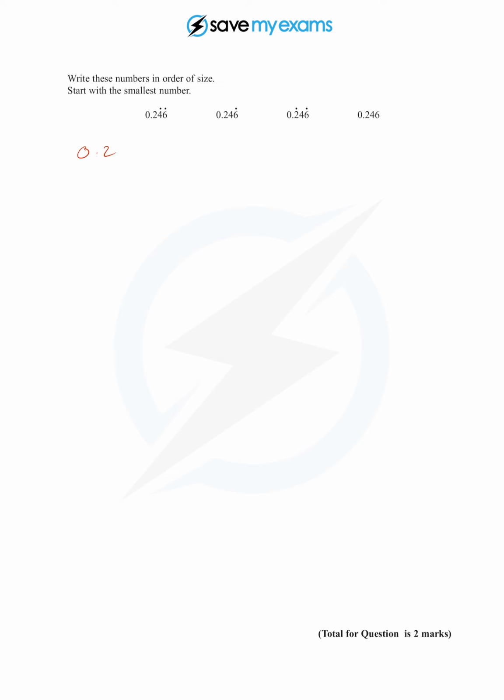So 0.246 with the dot over the 4 and 6 is 0.2, well, that means the 4 and the 6 recur. So we have a 2 and then 4, 6, 4, 6, 4, 6, etc. on forever and ever. And then 0.246 with only the 6 recurring is just the 6. So that's 2, 4, 6, 6, 6, 6, 6, again forever.